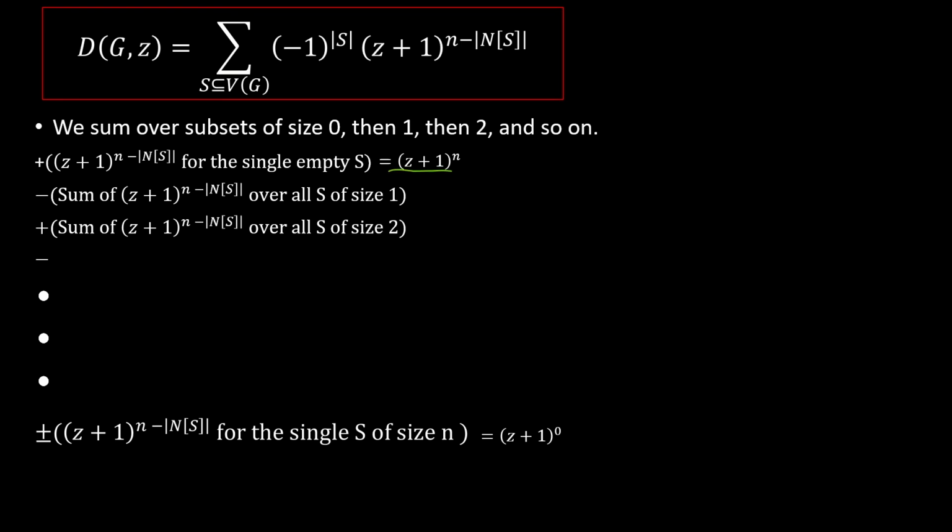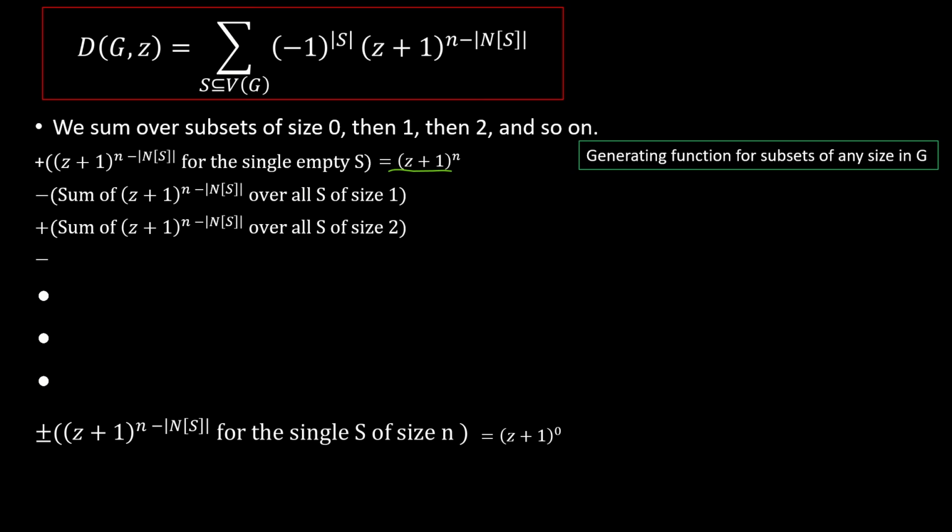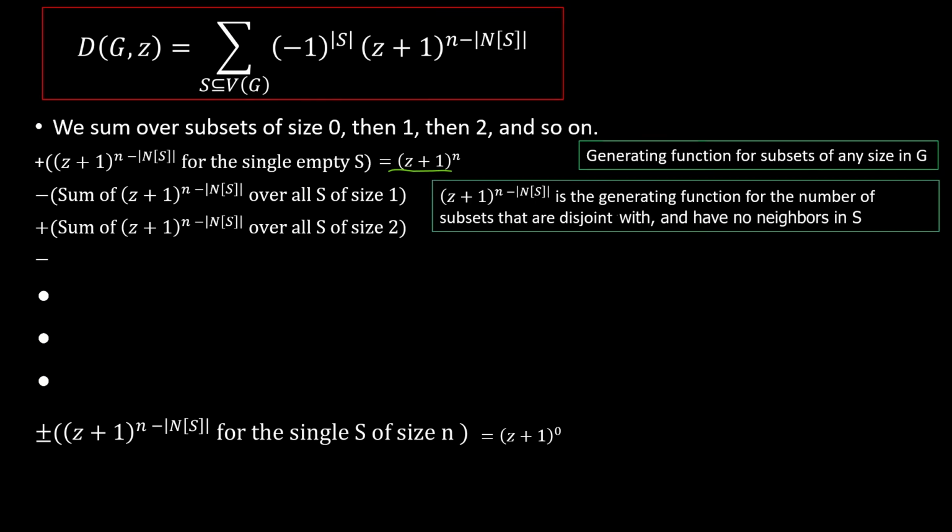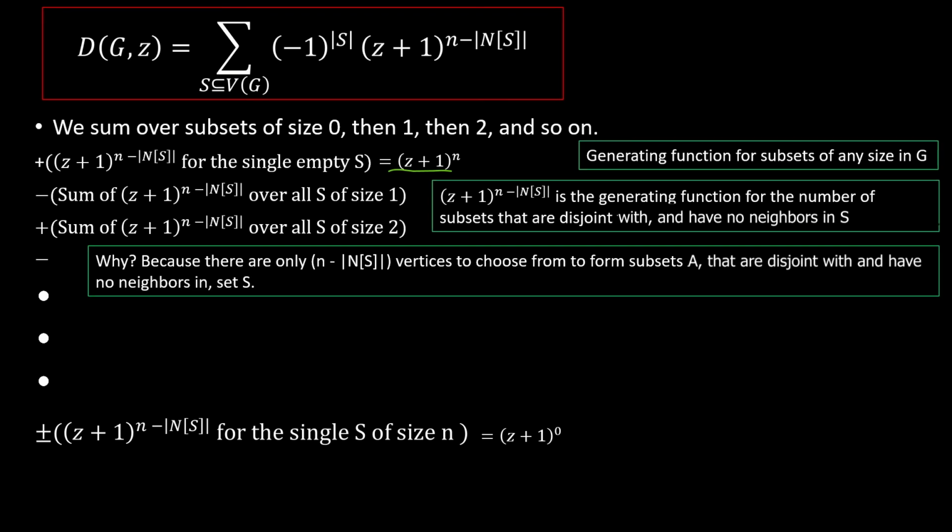The first term here is the generating function for the number of subsets of any size of our vertex set with n vertices. And each z plus 1 to the n minus the size of the closed neighborhood of subset S is the generating function for the number of sets that are disjoint with and have no neighbors in subset S. This is because the size of the closed neighborhood of S is the number of vertices that S is adjacent to or includes, so there are only n minus the size of the closed neighborhood of S remaining vertices in our graph to choose from to create sets that are disjoint with and have no neighbors in S.